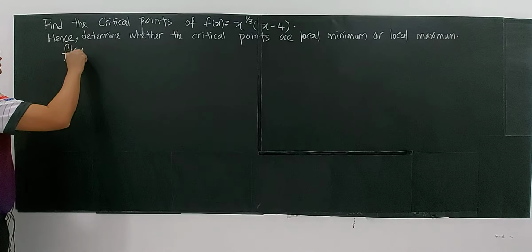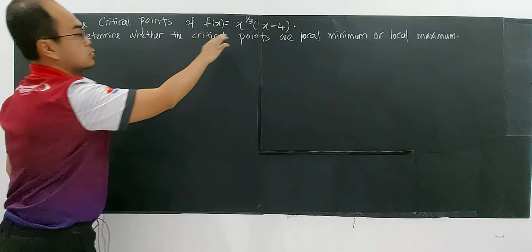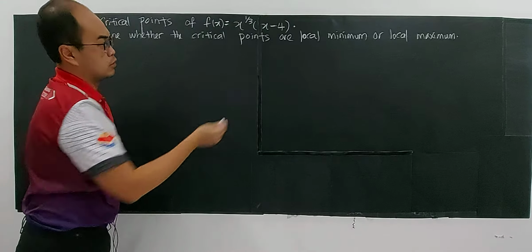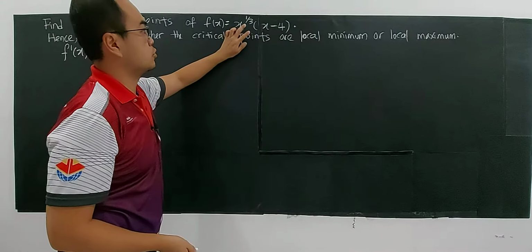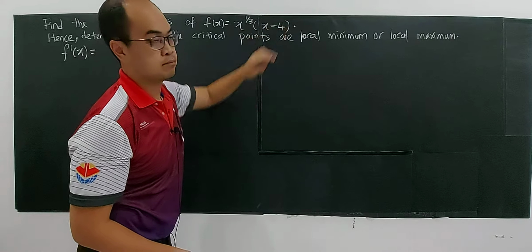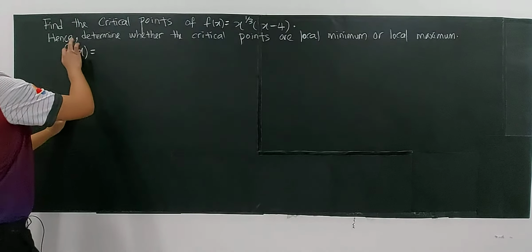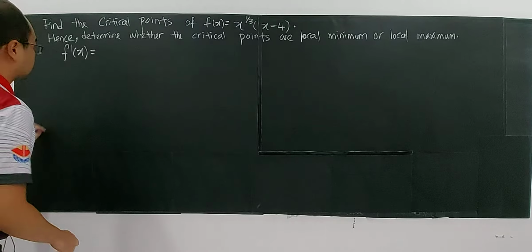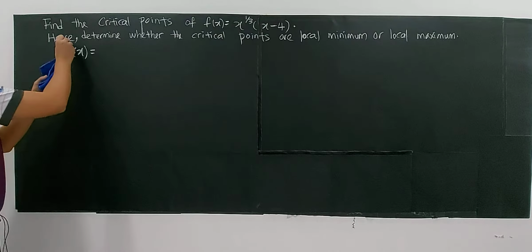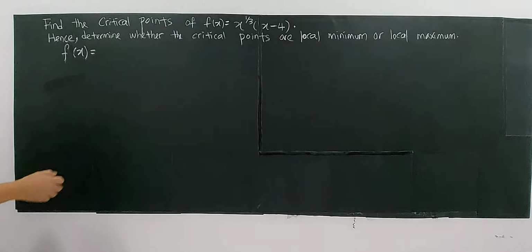No matter how, you have to find the first derivative of this function. For this function, you don't have to use the product rule, because you can simply multiply inside. So for f prime x, I try to avoid the product rule, but it's okay to apply the product rule.